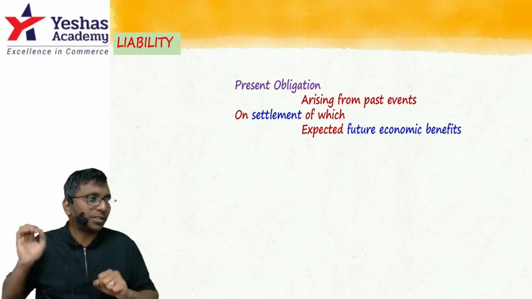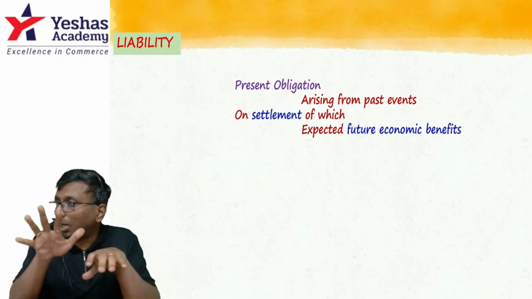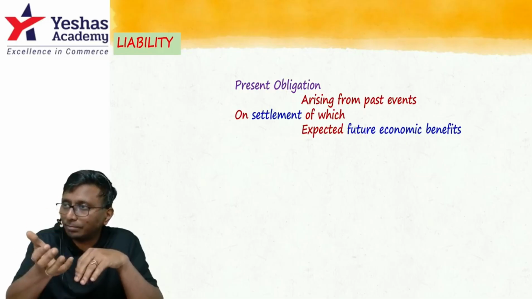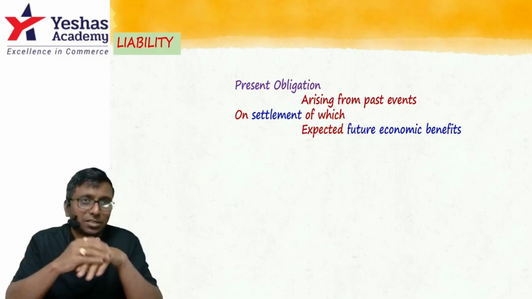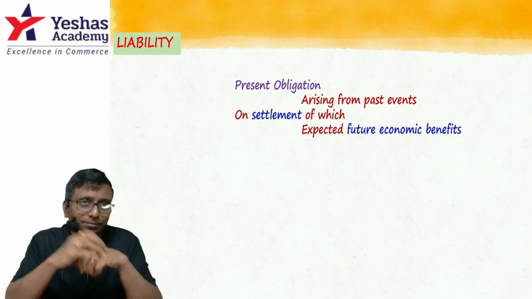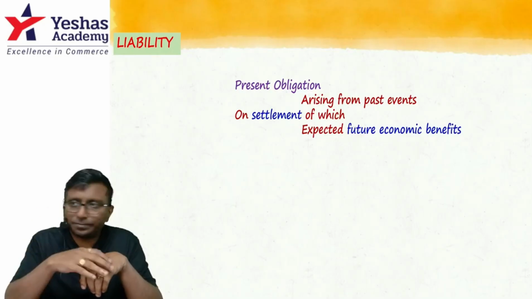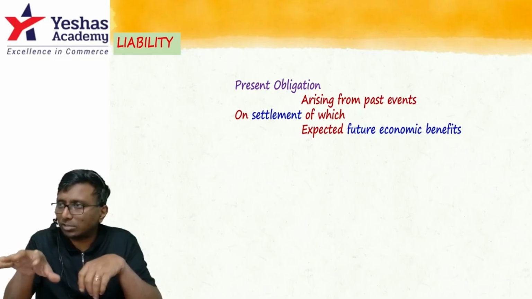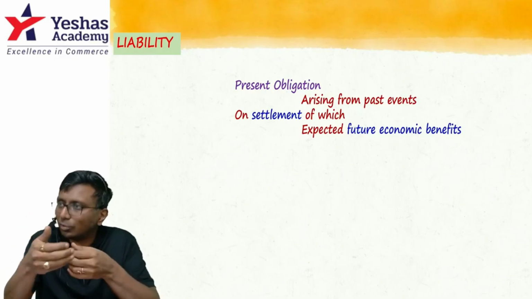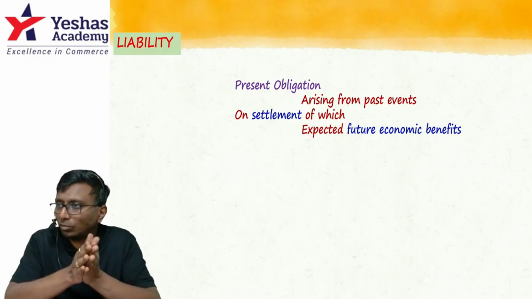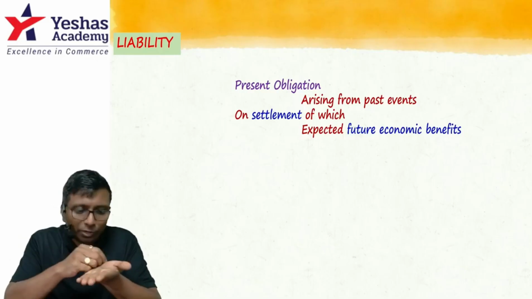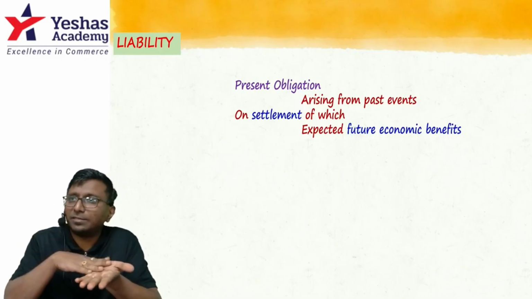Let's look at the definition once again. It is a present obligation arising from past events. See, if your company says I am liable, how are you liable? You are liable for what? Suppose a loan you have taken. That's why you are liable. When will you become liable for the loan? When you enter into the agreement or when you receive the money.